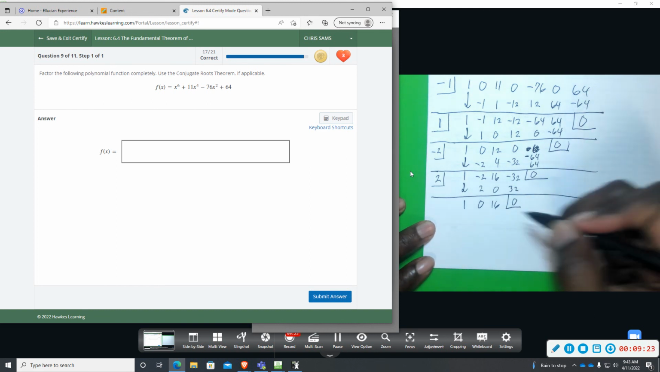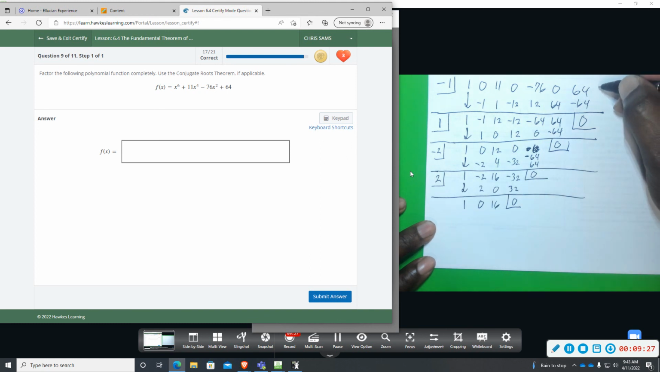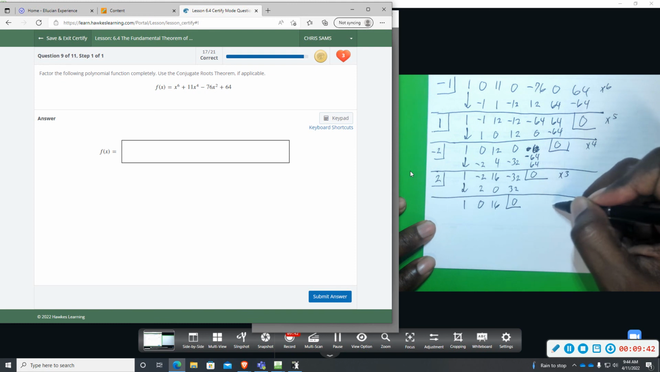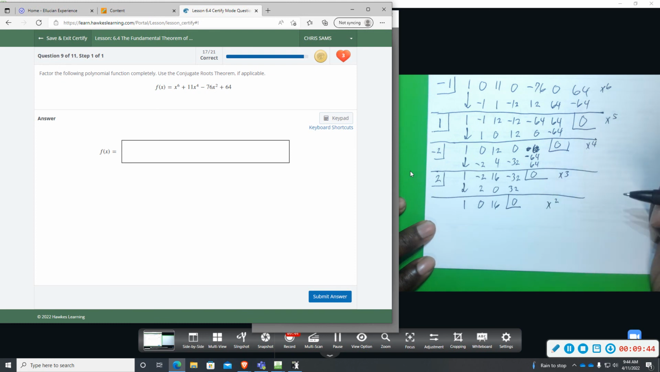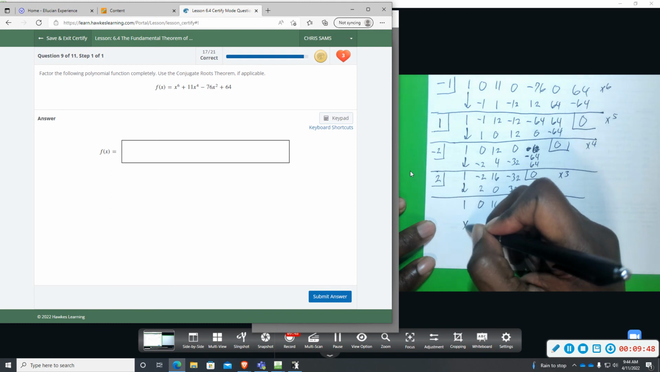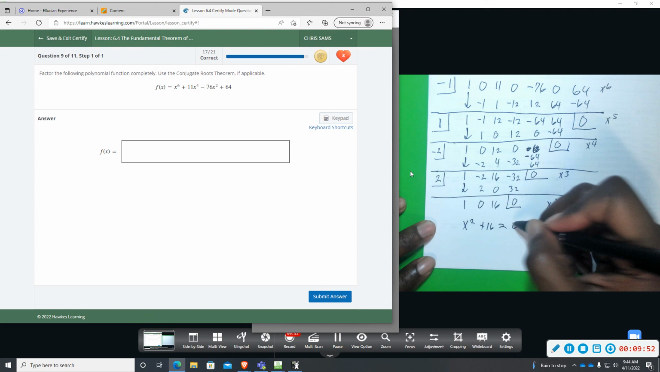Okay, so I'm left with a quadratic. So this was a 6th degree. And once I did it once, this row started with the x to the 5th. Did it again, this is x to the 4th. Did it again, this is x to the 3rd. And then we get down here, and this is x to the 2nd. Okay, so this starts out x squared plus 16 equals 0.